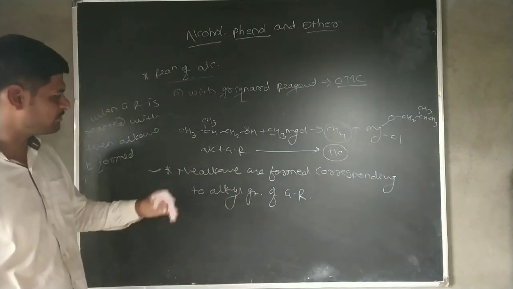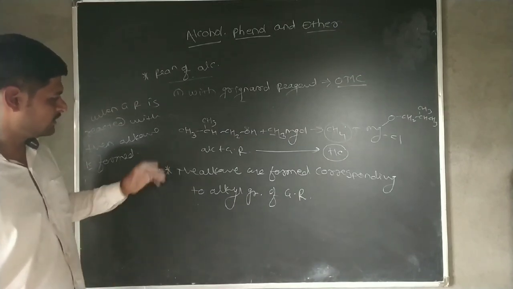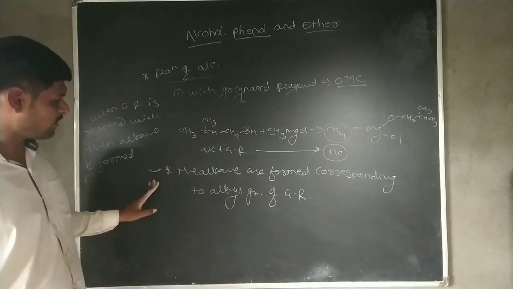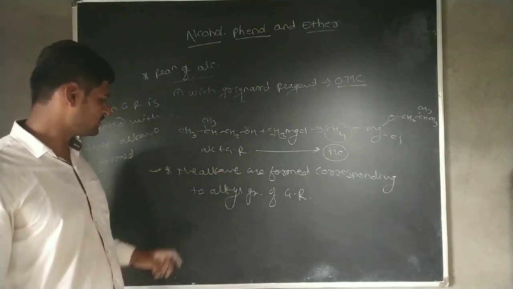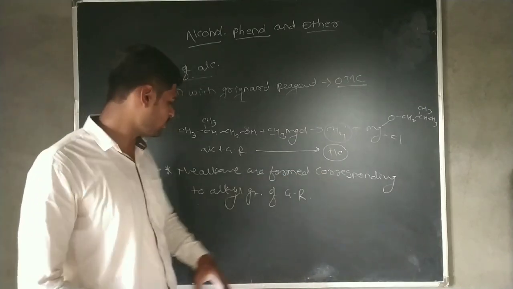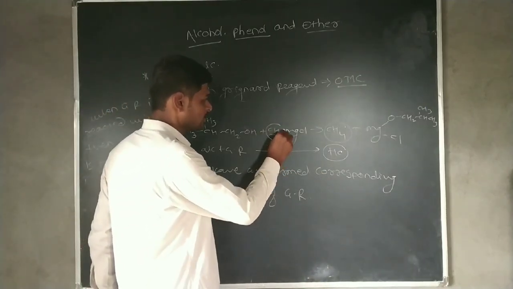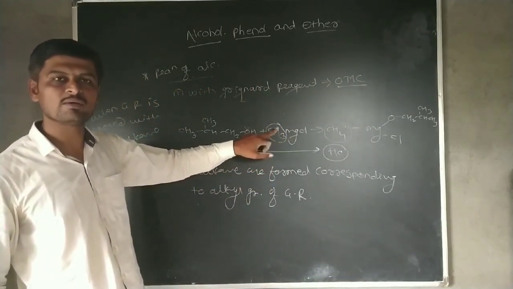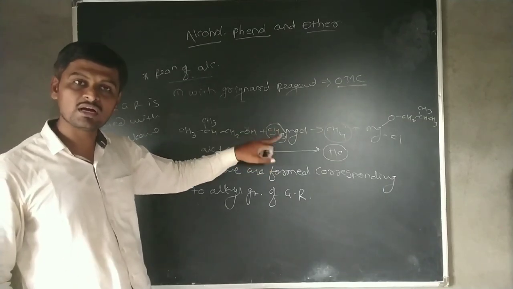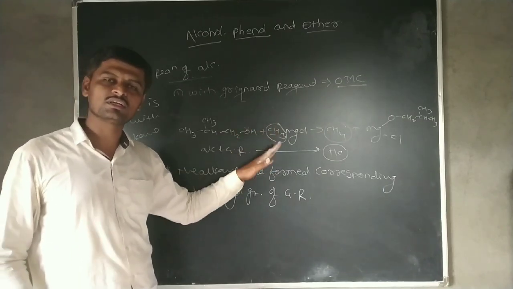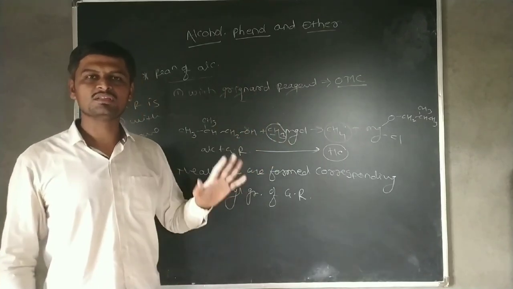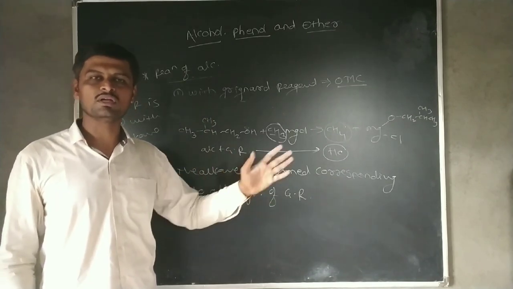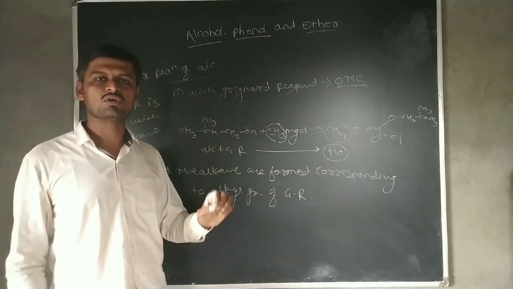In this point, the product, this note is important. The product may be formed, that is an alkane or hydrocarbon. Then the alkanes are formed corresponding to the alkyl group of the Grignard reagent, which totally depends on which type of Grignard reagent, which alkyl group is present in the Grignard reagent. Then this Grignard reagent containing an alkyl group forms its corresponding alkane. These are the most important points.